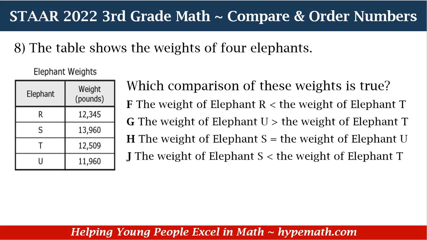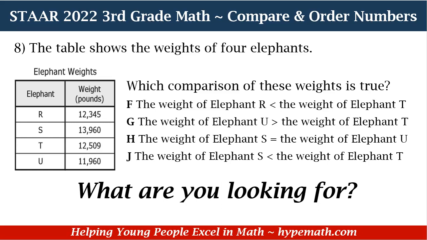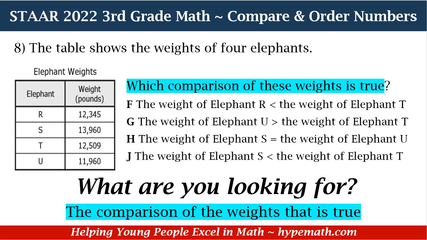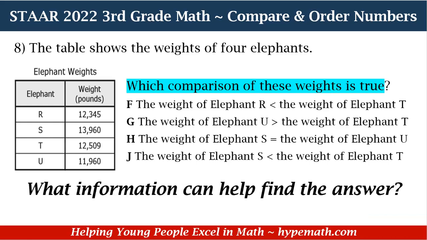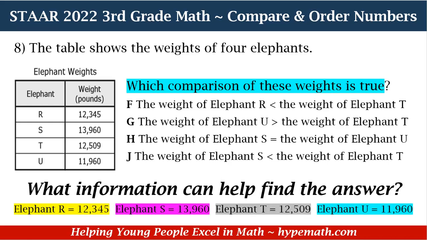So the very first question that is most important whenever you're trying to solve a problem is, what are you looking for? Most important question, because that will help you get the question correct. We are looking for the comparison of the weights of the elephants that is true. So the second most important question is, what information can help find the answer? Well, the information we need is the elephant and also its weight.